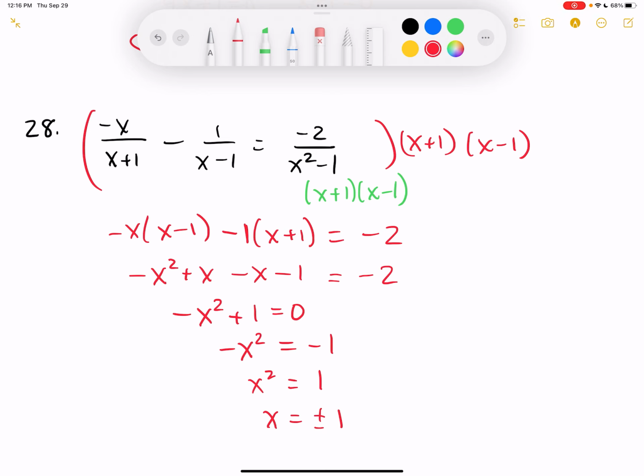It's not going to work. Neither of them are going to work, right? So my solution is the empty set. Okay? That definitely makes sense.